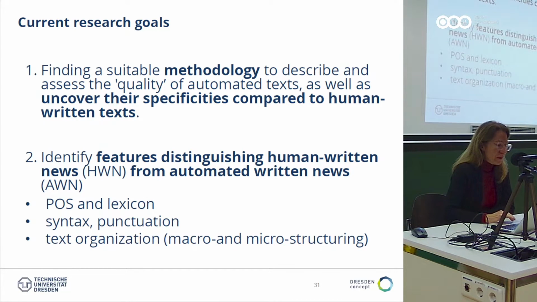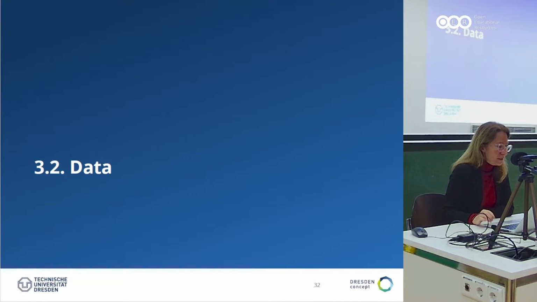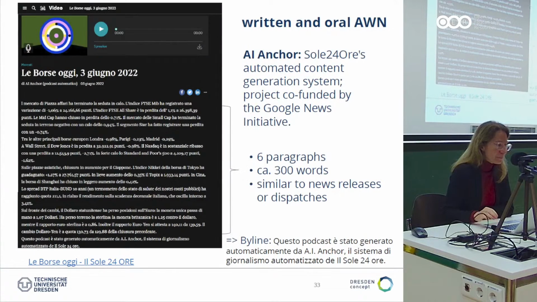And the features that we could use to assess if there are differences are very numerous. So, of course, POS tagging, parts of speech, and the lexicon. But other important features are syntactic features, punctuation, and the organization of the text in general, be it macro units or micro units. So let's look at the data that I've used for this case study. I have collected texts coming from the financial domain in Italian. You have here an example, and on the right-hand side, some characteristics of these texts.